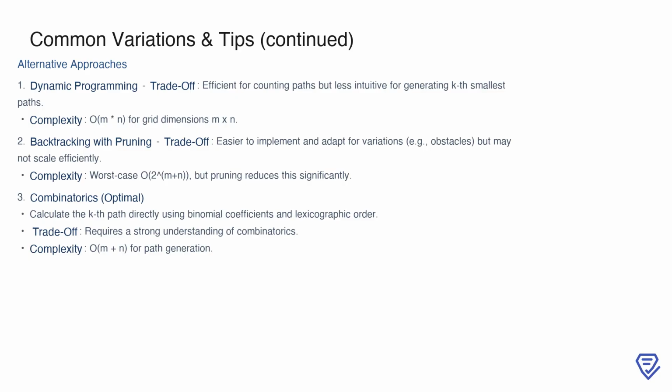The optimal approach is using combinatorics to calculate the kth path directly. This method relies on binomial coefficients and lexicographic order, offering time complexity of O(m+n) for path generation. While highly efficient, it does require a strong grasp of combinatorial concepts.